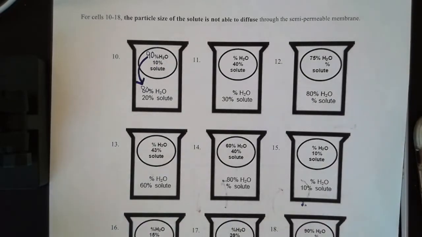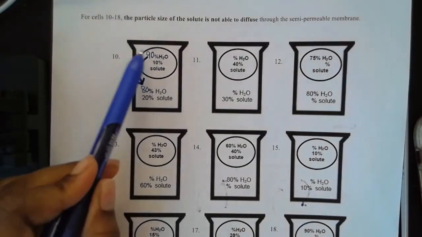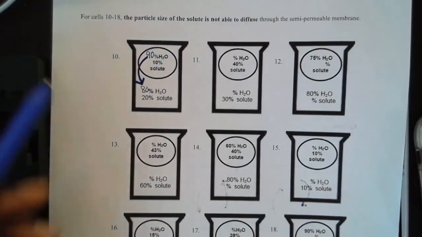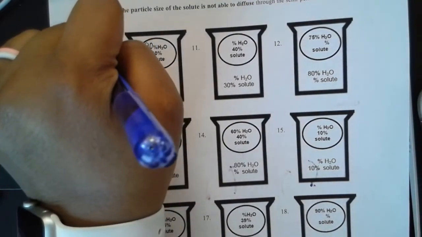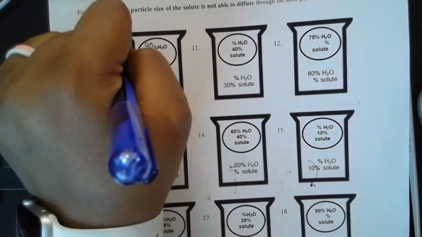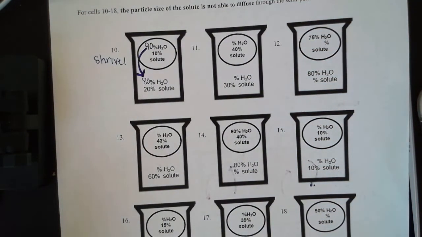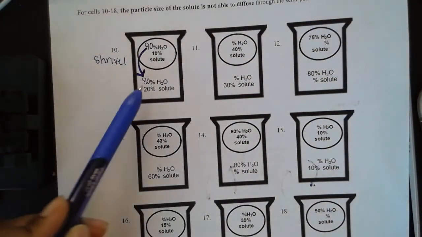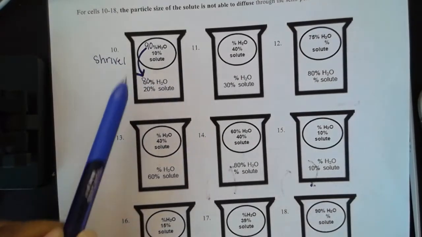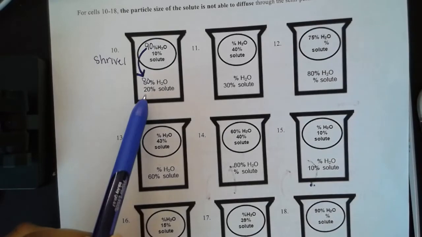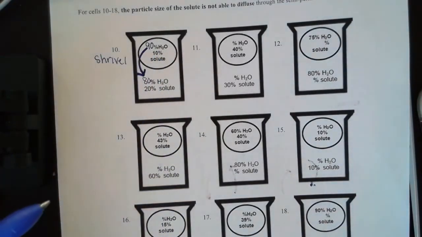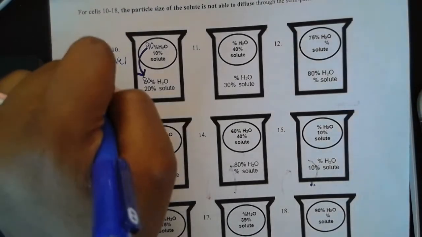I do need to do step C, which tells me to label what's going to happen to the cell. Well, the water is going to rush out, and that's going to cause my cell to shrink or shrivel. And what kind of solution is this? Well, I'm going to compare my solute percentages. And I know that I have a higher amount of solute in the beaker than I do in the cell. That's a hypertonic solution.